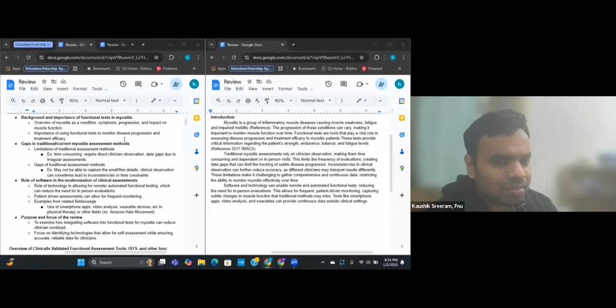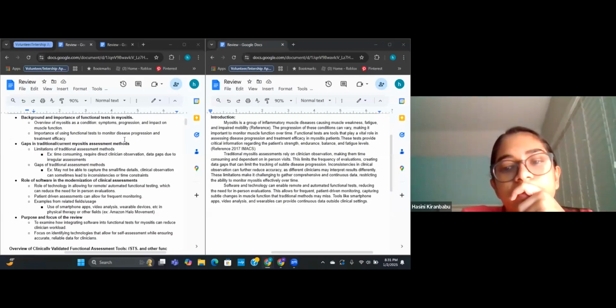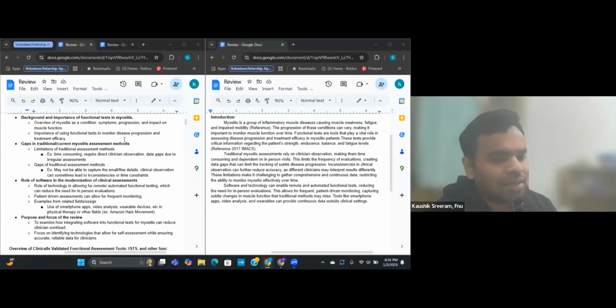Okay, more data points basically. And then you say that, okay, what is already out there, right? They can use smartphones, they can use wearable devices. Those are the things that patients are already using for monitoring their disease activity. So that is what I would state.